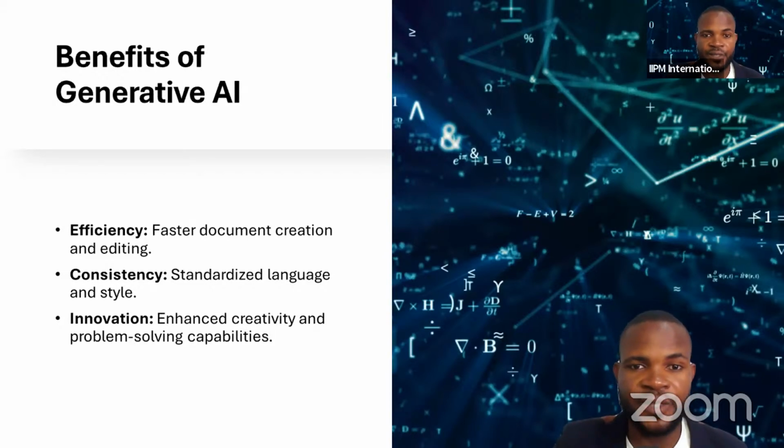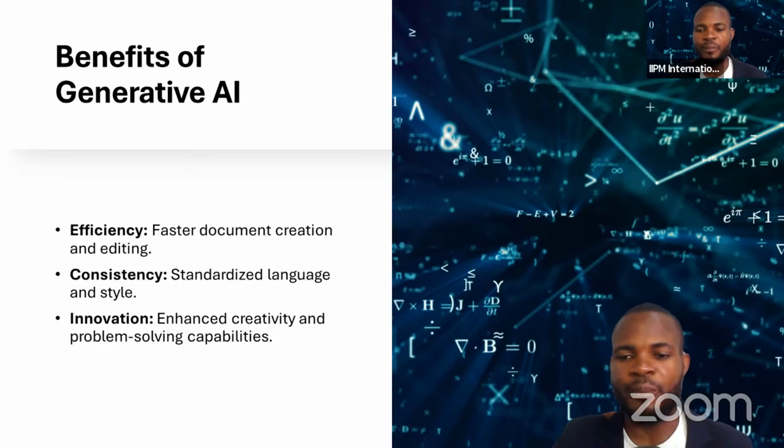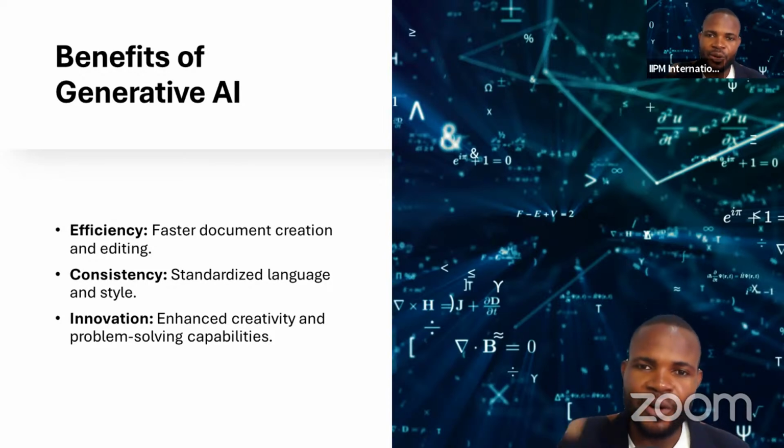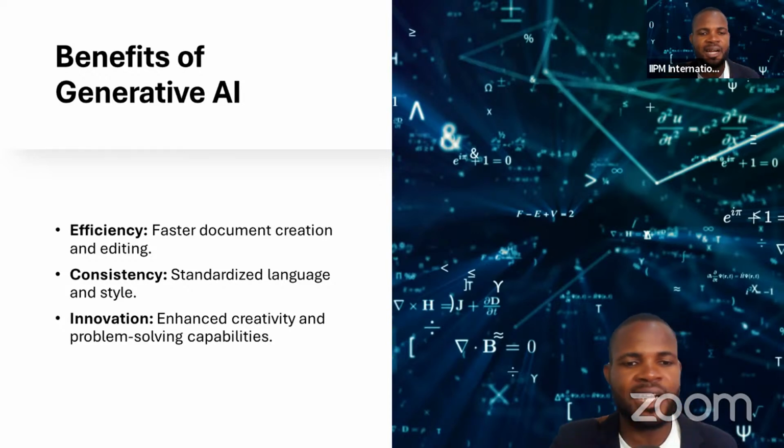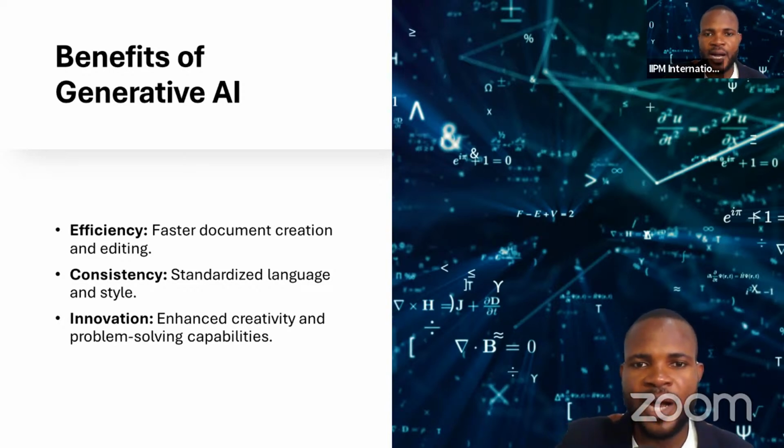Now, what are the benefits of using generative AI for your technical writing? There is efficiency. It makes it faster for you to develop documents or create and edit documents. And then there is consistency, so you don't need to bother so much about alignment and flow. But this not bothering is also going to be a function of your technical knowledge in feeding it with the right context and frame for which it is going to develop your content for you. Then you also have innovation: enhanced creativity and problem-solving capabilities when you use this in your technical writing.